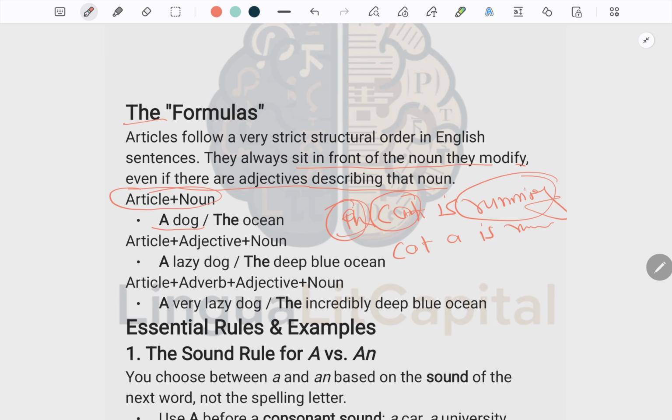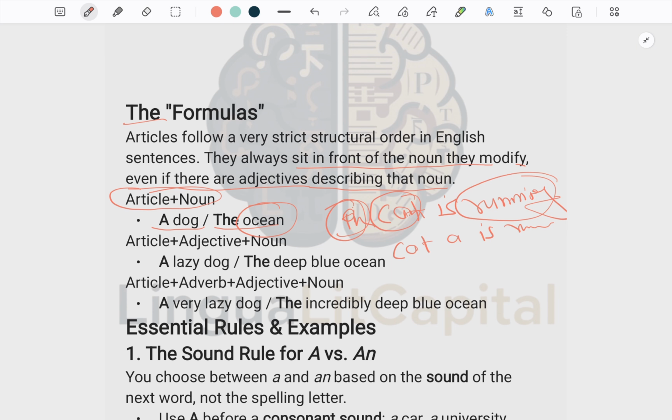So here we have the example a dog. Just suppose I take the example that a dog was barking at night. It means I don't know which night that dog was barking, or which day that dog was barking. So we do not have any idea about the indefinite articles in this sentence. But when we say the ocean, it means the position of the ocean is fixed in a place.